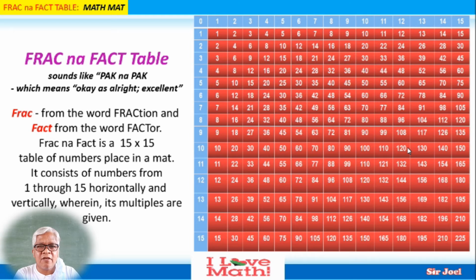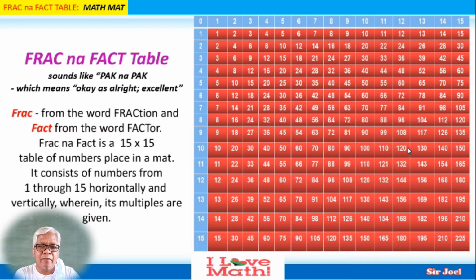So, ibig sabihin, if you look at the numbers on top, yung blue from 1 through 15, yun yung i-consider nating factors. Tapos, eto namang number downward, yung 1 to 15 din, ang i-consider nating fraction. Okay? Later on, malalaman nyo kung paano. It consists of numbers from 1 through 15 horizontally and vertically, wherein its multiples are given. So, obvious, nakasulat yung 1 to 15 horizontally and then 1 to 15 vertically. Then, aside from that, sabi nga ay the multiples are given.